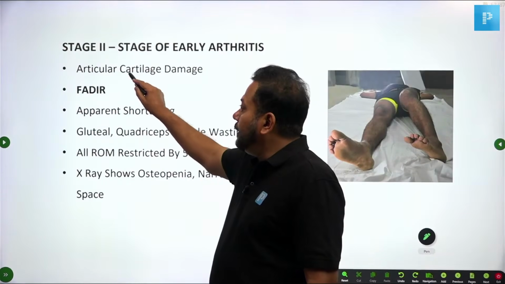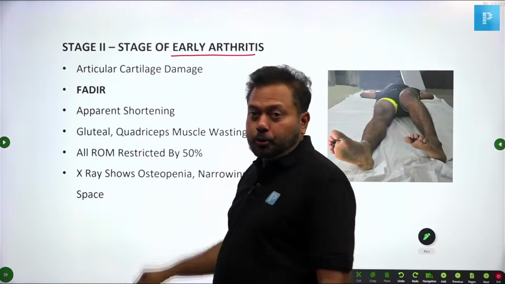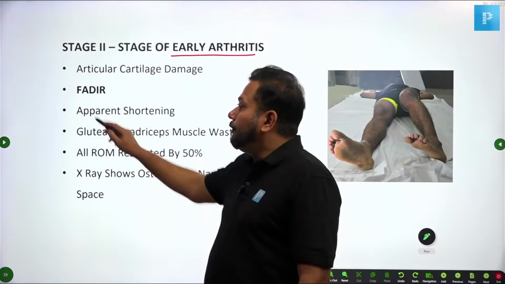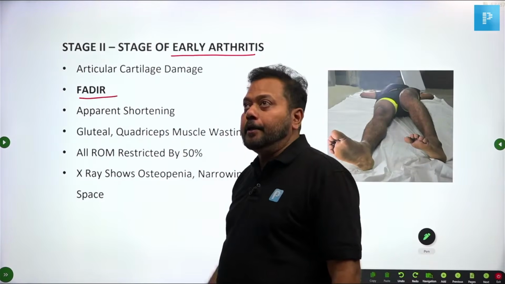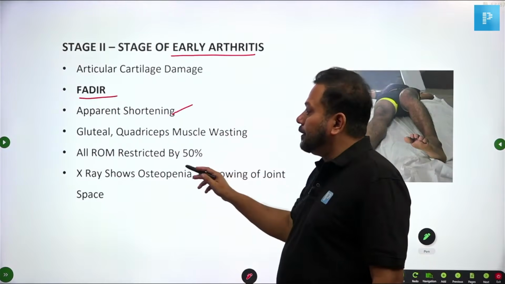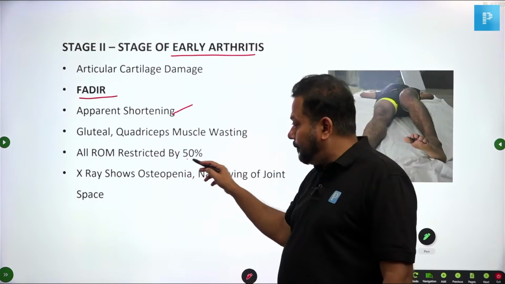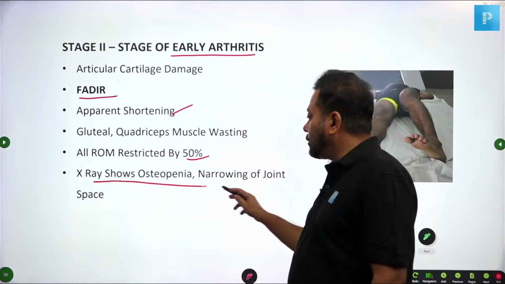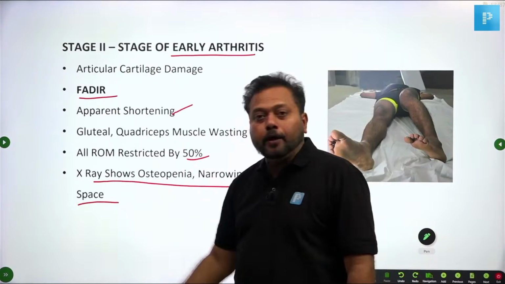Stage 2, the stage of early arthritis: flexion, adduction, internal rotation, apparent shortening and gluteal and quadriceps muscle wasting, with all range of movement restricted by 50%. X-ray shows osteopenia and narrowing of the joint space.